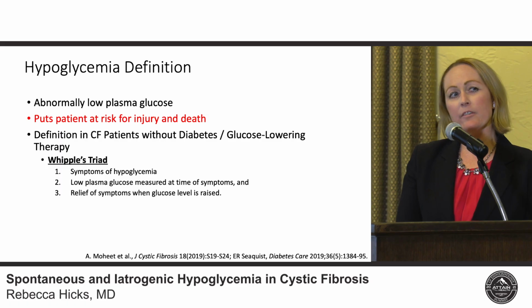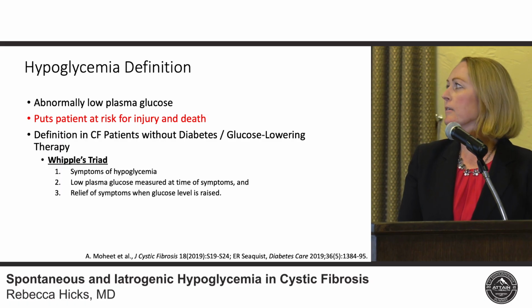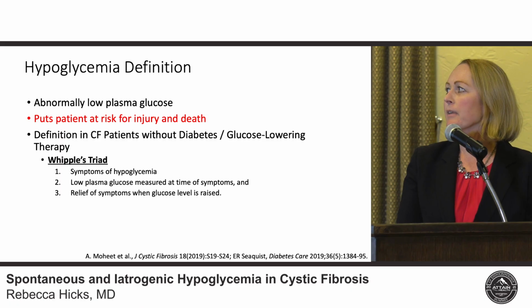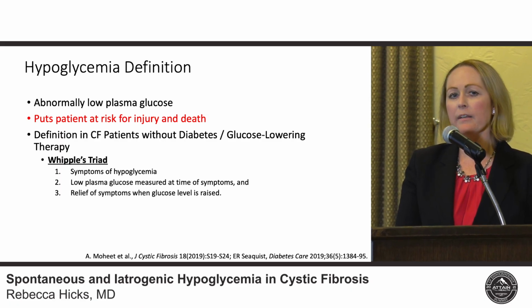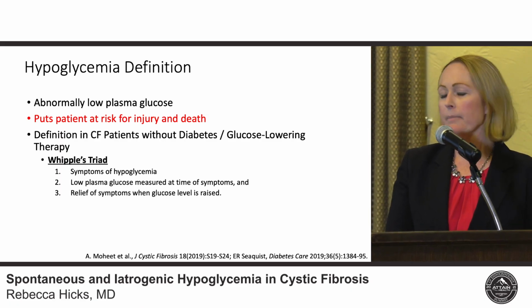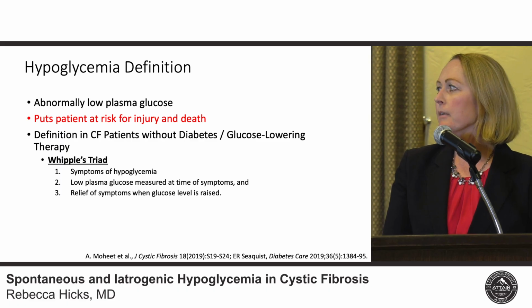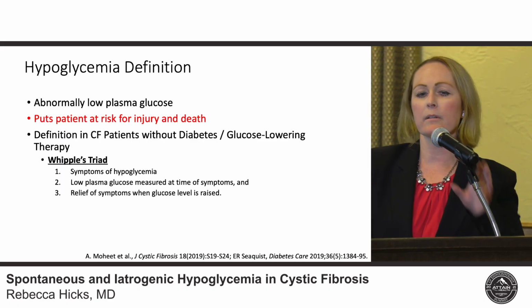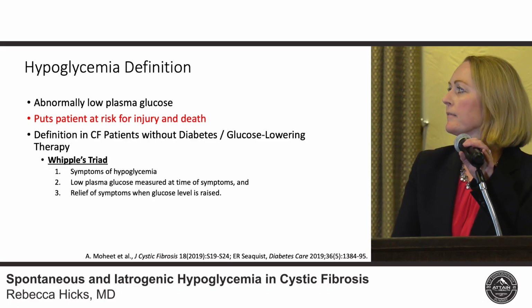So in CF patients without diabetes who are not on glucose-lowering therapy, in order to have hypoglycemia, they need to have Whipple's triad, which means they have to have symptoms of hypoglycemia, a low plasma glucose measured at the time of the symptoms, and then relief of the symptoms when the glucose level is raised.